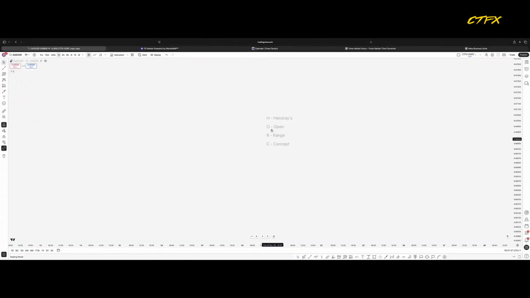So HORC stands for Andre's Open Range Concept. Andre is the author of the concept, but you see these three here? These are the engine. That's the engine of the concept. This is actually what we trade. The open range concept. That is what we trade.